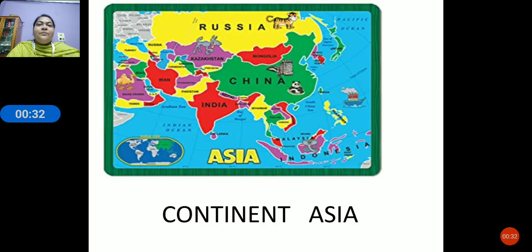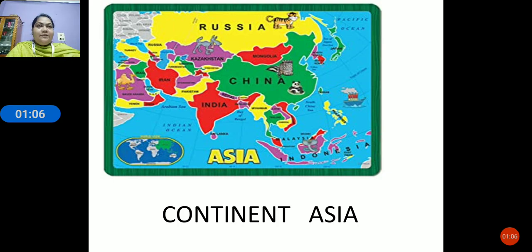Now let us move. About the location of India, you should know that India is located in the southern part of Asia. Here it is. India is located in the southern part of Asia, and it is the 3rd largest country in Asia. India is also the 7th largest country in the world.